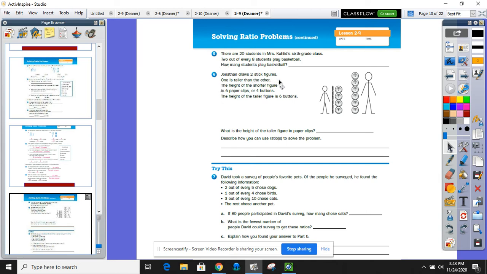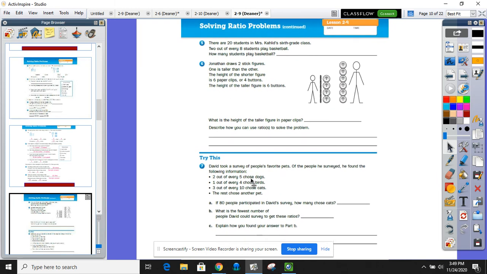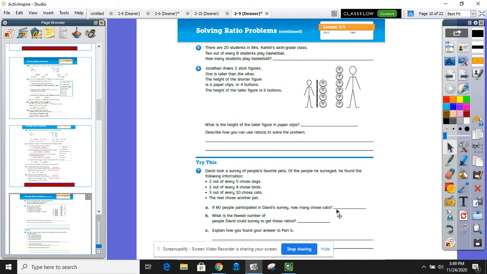And just like the stick figures, where it says one is taller than the other, the height of the shorter figure has 6 paper clips or 4 buttons. That is your ratio, 6 paper clips to 4 buttons, which would be the same thing as saying 3 paper clips to 2 buttons. That may help you out with the ratio of the height of the taller figure. So you already know the buttons. How many paper clips is that? Try this. Good luck. It may be a little challenging, and we will go over this in class.